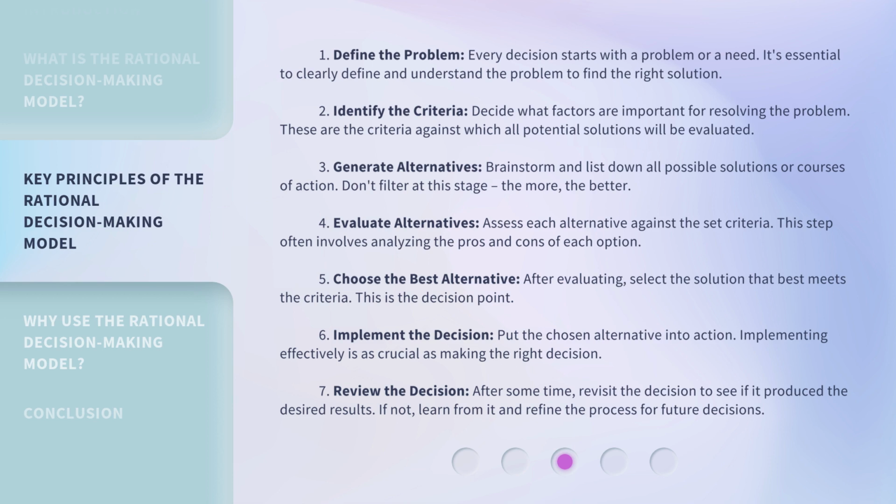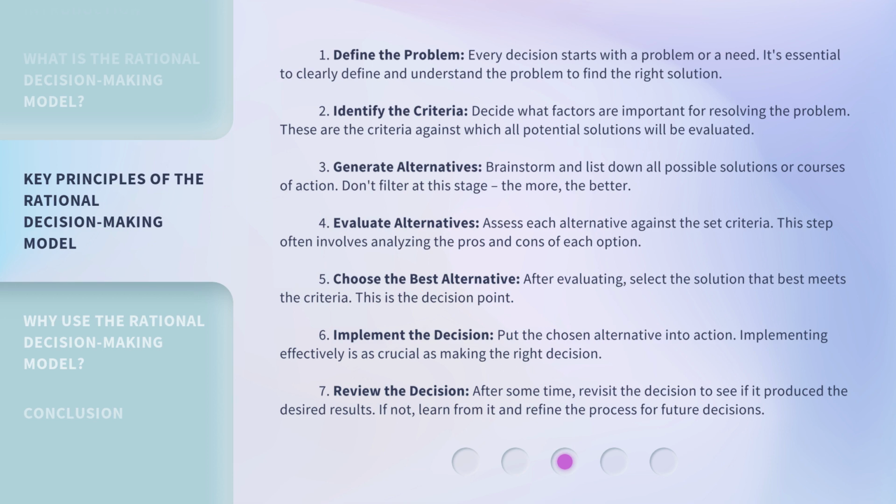3. Generate alternatives. Brainstorm and list down all possible solutions or courses of action. Don't filter at this stage, the more, the better. 4. Evaluate alternatives. Assess each alternative against the set criteria. This step often involves analyzing the pros and cons of each option.